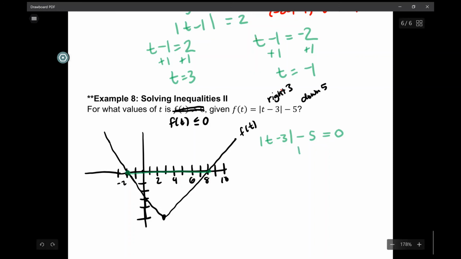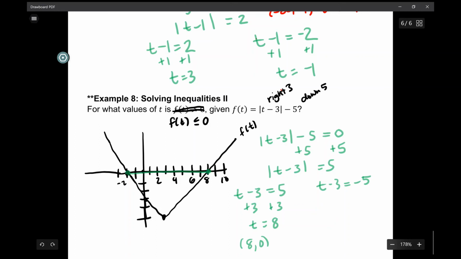So add 5 to each side to isolate the absolute value. Absolute value of t minus 3 equals 5. Break into my cases. t minus 3 is going to either produce a 5 or it's going to produce a -5. Add 3 to each side, so t is equal to 8. That's one of my endpoints. Over 8, up 0, right? That's this one. Or add 3 to each side, and t equals -2. That's my other endpoint, -2, 0.